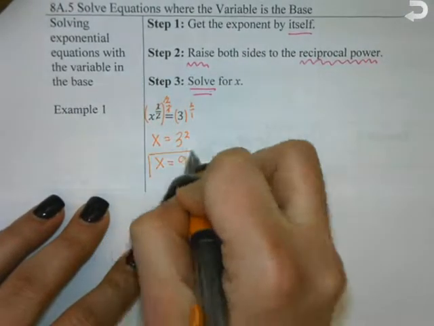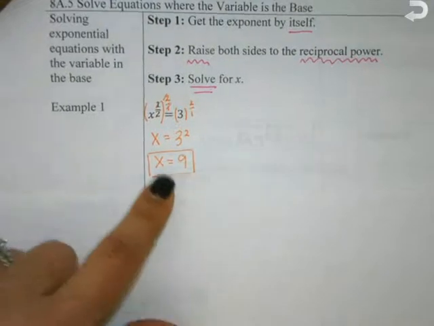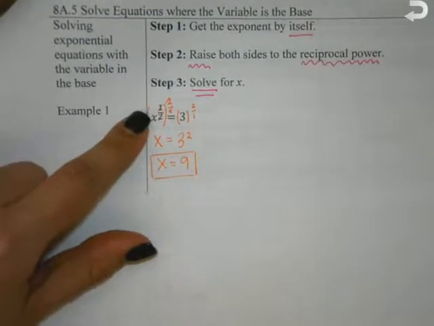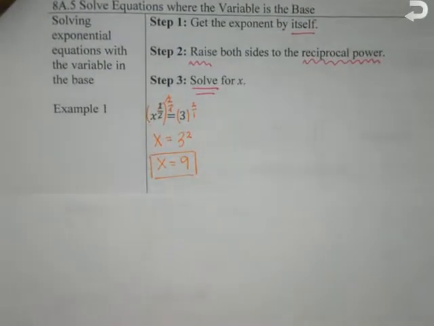Which should make sense, because if we were to take x and plug it back in, 9 to the 1/2 power is the same as the square root of 9, which is 3. Okay?